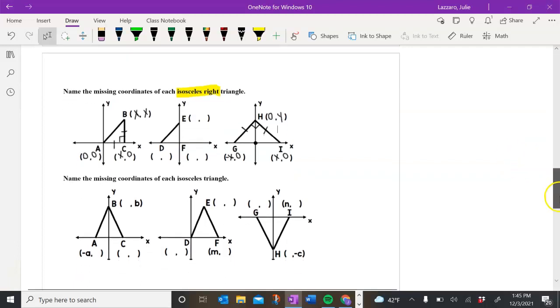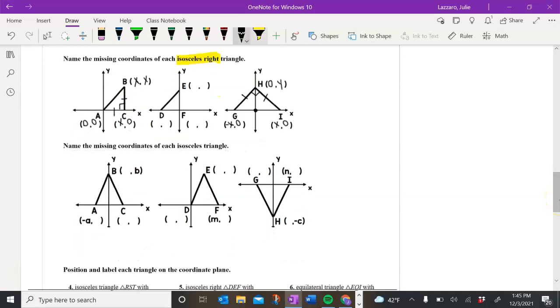Okay, and I lied. One more problem. We are now going to name the coordinates of each isosceles triangle, so it's not isosceles right this time. It's just an isosceles triangle, so just two congruent sides, and that's all we know. Let's just do this middle one here. So these two side lengths are congruent. So right off the bat, we know, oh, D's at the origin, 0, 0. F is down here along the x-axis, n, comma 0.